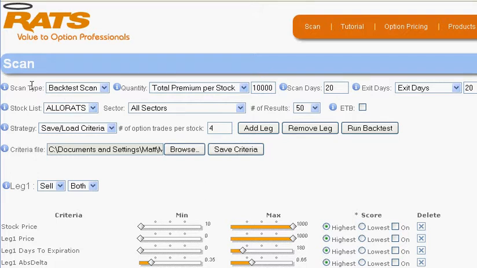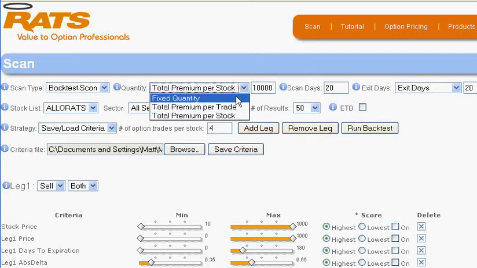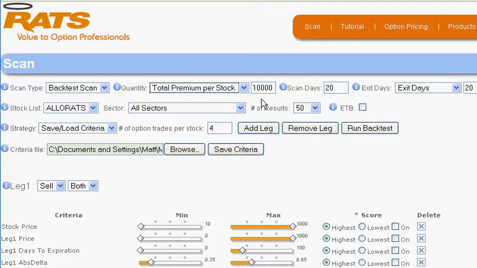You log into your scan. You can either choose a current scan or a backtest scan. Here we'll choose a backtest. We'll want to vary the quantity. You can have a fixed quantity of say 5 or 10, a total premium per trade, or a total premium per stock. Here I'm going to choose a total premium per stock. I'm going to choose 10,000, rather high, but I want to make sure that we have the larger numbers and not just the one lots.